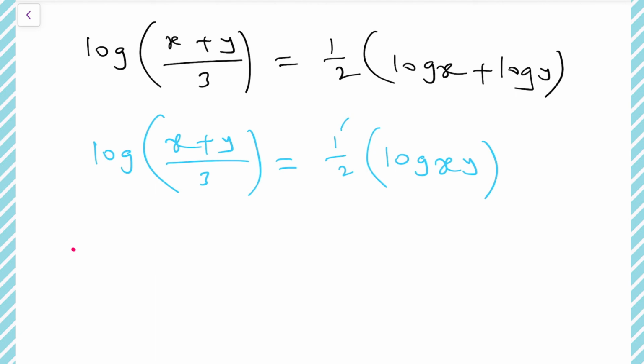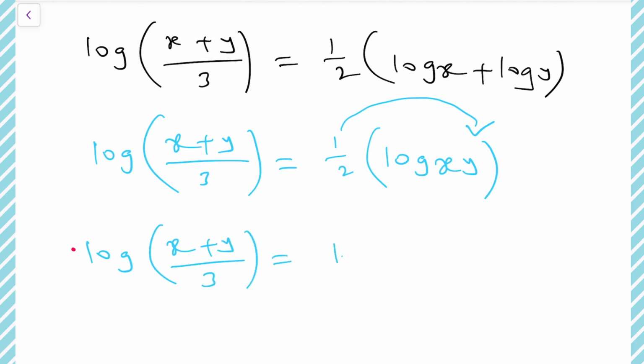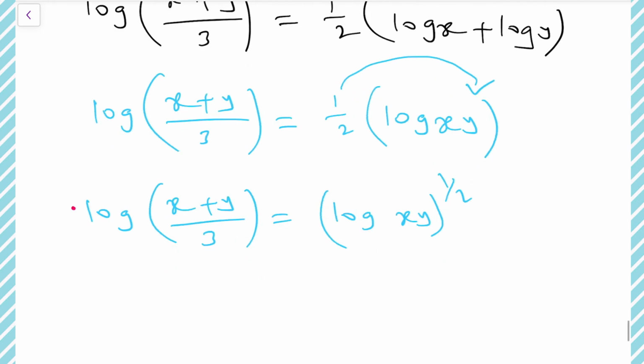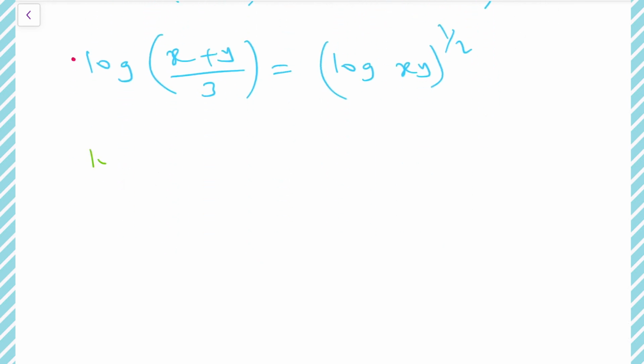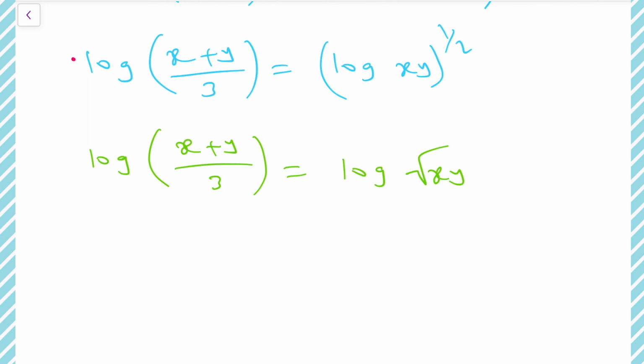Here the front side number will go as the power. Log of (x plus y)/3 equals log xy power 1 by 2. What is the meaning of power 1 by 2? Power 1 by 2 means a square root. So left side as it is, log of (x plus y)/3 equals log root xy.